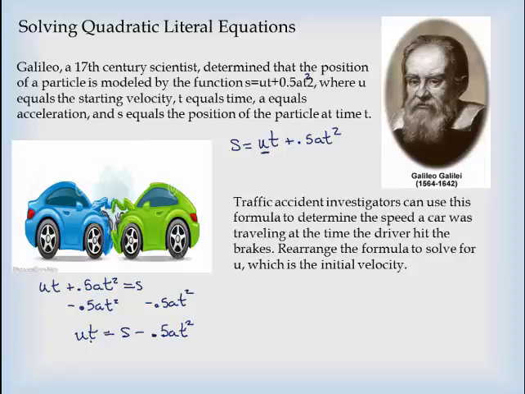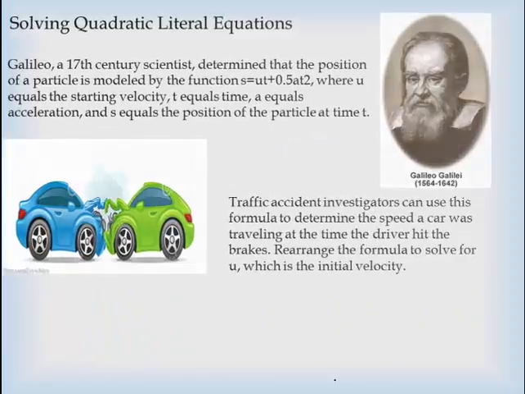Now I need to get rid of this t. I want the u by itself, so I need to divide by t. So I'll get u is equal to s minus 0.5at squared over t. Now if I want to make that a little bit cleaner, I can split it. And I have s over t minus 0.5at. And the reason that's 0.5at is because the t and the t squared can cancel each other out. And that's our application of quadratic equations.